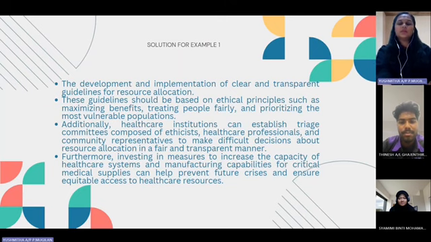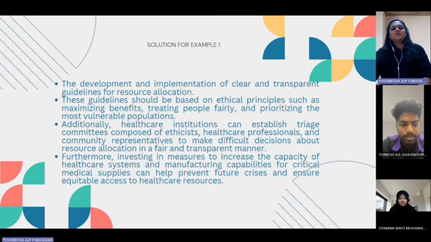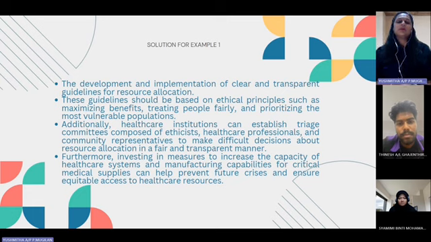So previously it was the example, and now we'll be explaining the solution for that example. Firstly, the development and implementation of clear and transparent guidelines for resource allocation. These guidelines should be based on ethical principles such as maximizing benefits, treating people fairly, and prioritizing the most vulnerable populations. Additionally, healthcare institutions can establish committees composed of ethicists, healthcare professionals, and community representatives to make critical decisions about resource allocation in a fair and transparent manner. Furthermore, investing in measures to increase the capacity of healthcare systems and manufacturing capabilities for critical medical supplies can help prevent future crises and ensure equitable access to healthcare resources.